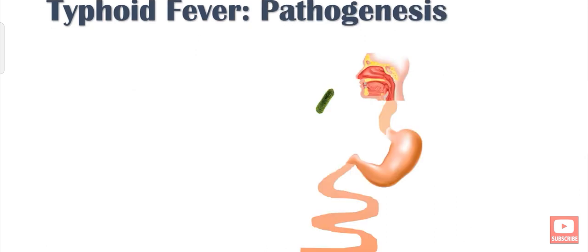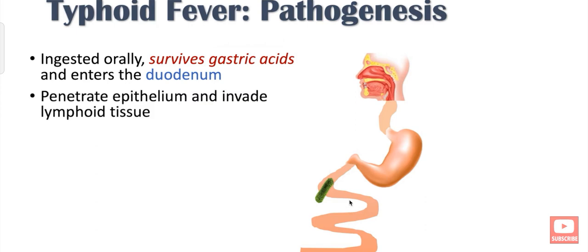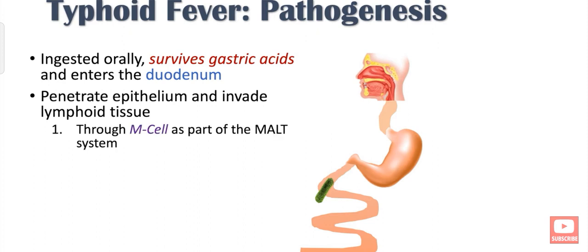So how does Salmonella typhi and Salmonella paratyphi infect us and make us sick to cause typhoid fever? Well, these bacteria are ingested orally, and they actually survive the gastric acids and then enter into the duodenum, which is the first part of the small intestine. When they enter the duodenum, they actually can penetrate through intestinal epithelium and invade into lymphoid tissue. And they do so by a couple of different mechanisms.